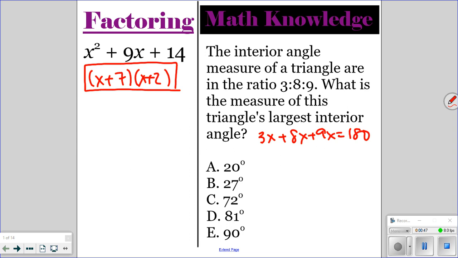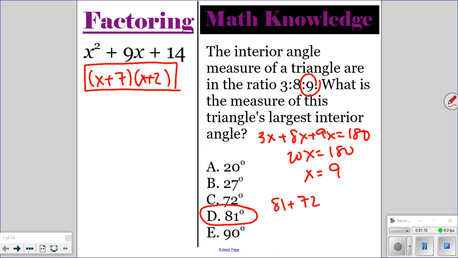So 3 plus 8 plus 9 is equal to 20. And so x would equal 9. And so it wants to know what is the measure of the largest interior angle. Well, 9 times 9 is 81 degrees. And then if you wanted to check, 9 times 8 would be 72. And then 3 times 9 would be 27. And 81 plus 72 plus 27 all adds up to 180. So that's how you can check and make sure that you did it correctly.